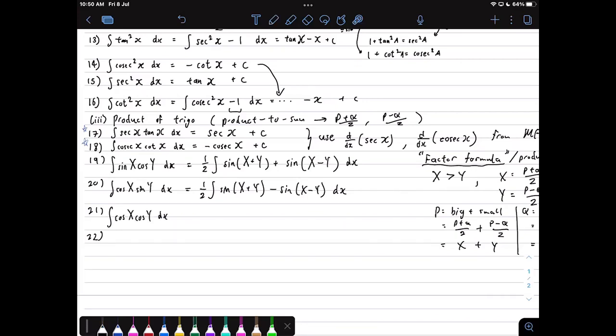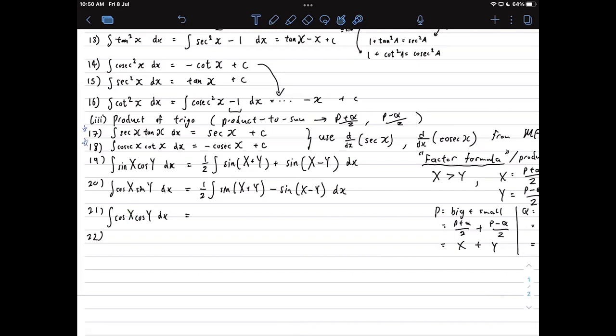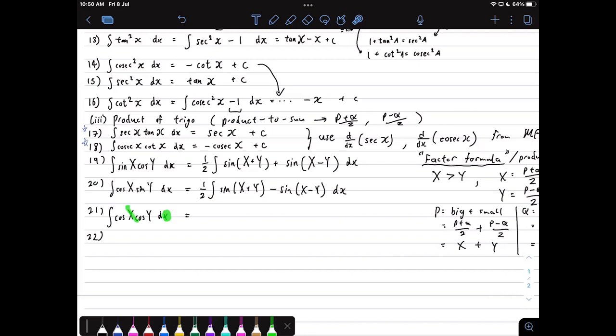Notice I'm using small x here and this is capital X. Small x here is a variable. This X here is just a notation to denote some function of x that is really just your P plus Q over 2. Then the y is your P minus Q over 2. And then half times cosine x plus y plus cosine x minus y.